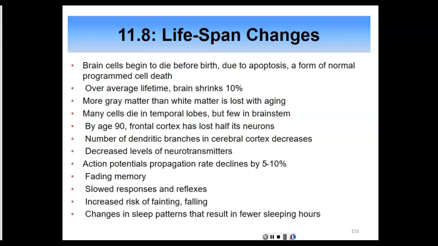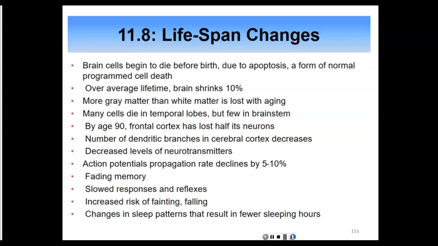More gray matter than white matter is lost with aging, and many cells die in the temporal lobe, but few in the brainstem. By age 90, the frontal cortex has lost half of its neurons, and the number of dendritic branches in the cerebral cortex decreases. You have decreased levels of neurotransmitters as well, which are chemicals that help control your nervous system. Your memory starts to fade, reflexes and response slow down, so you have an increased risk of fainting or falling. Sleep patterns also change, and so you get fewer sleeping hours.